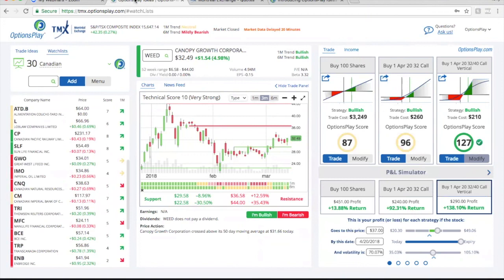I have a question. Do I have to own the stock before making a vertical call? Absolutely not. You can trade a vertical call without owning anything. You can just buy that vertical call. You don't need to own anything.